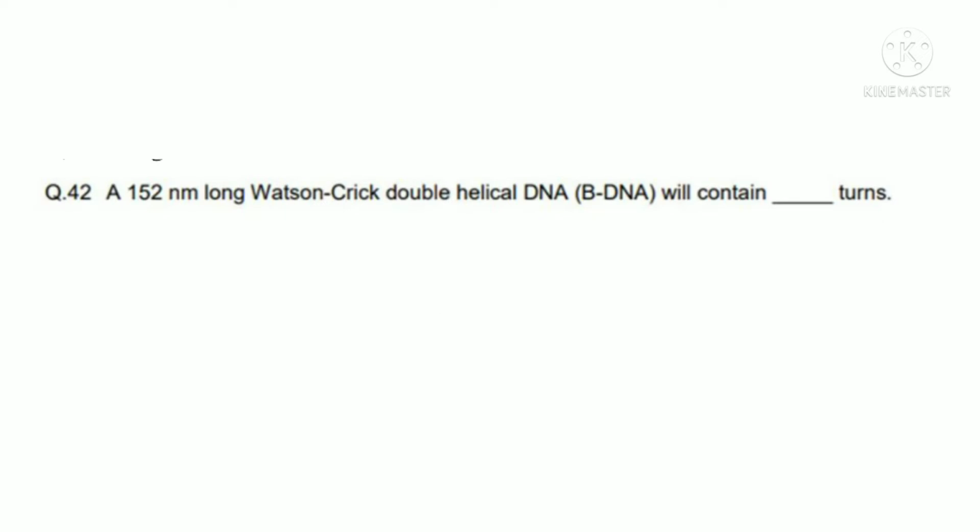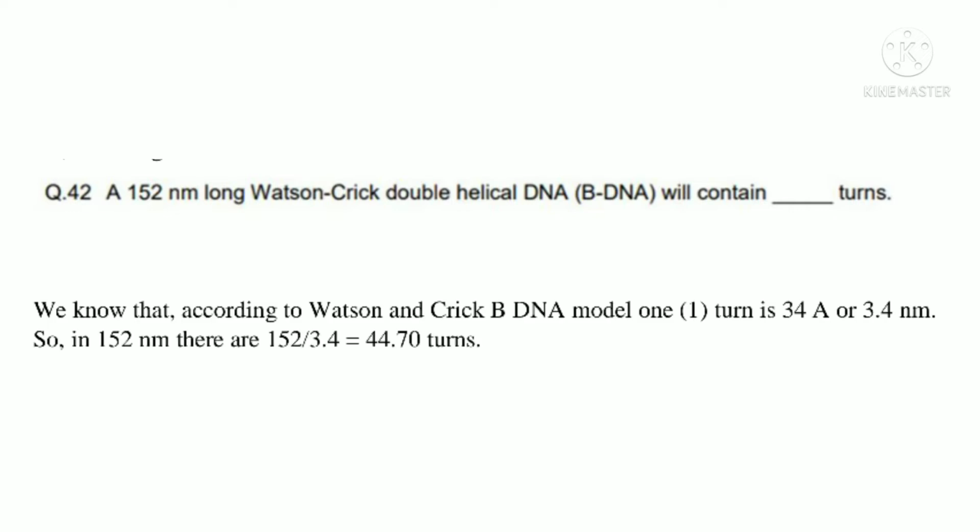In this problem, the length of a B-DNA is provided and you have to calculate the number of turns present. We know that according to the Watson and Crick B-DNA model, one complete turn is 34 angstrom or 3.4 nanometer. So in 152 nanometer, there will be 44.70 turns.